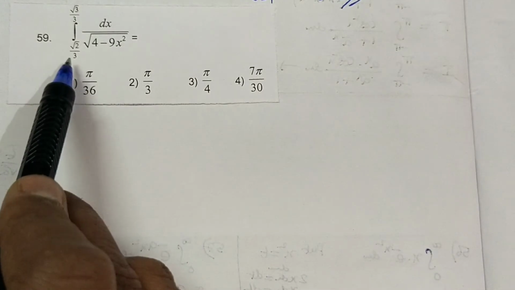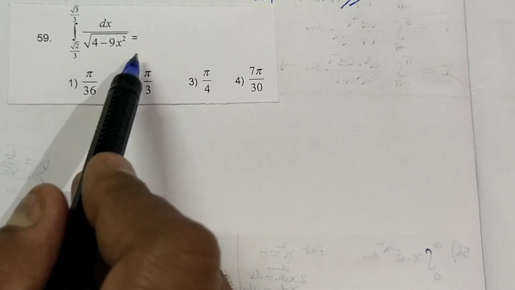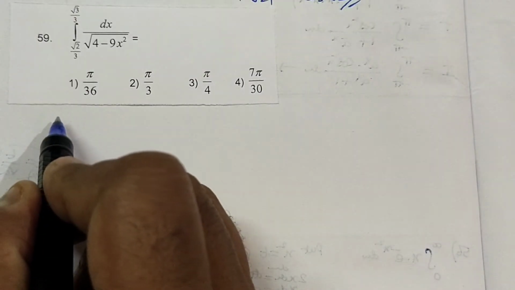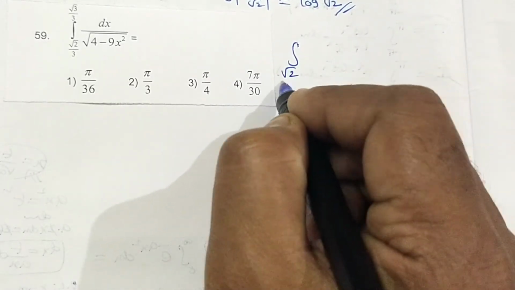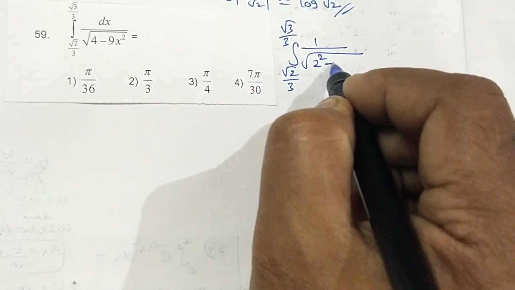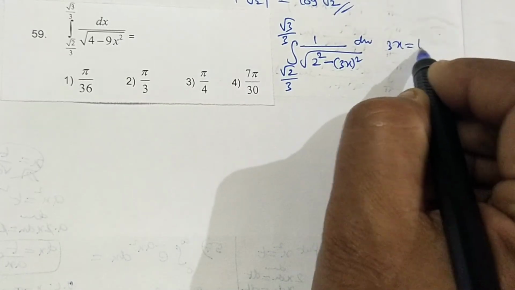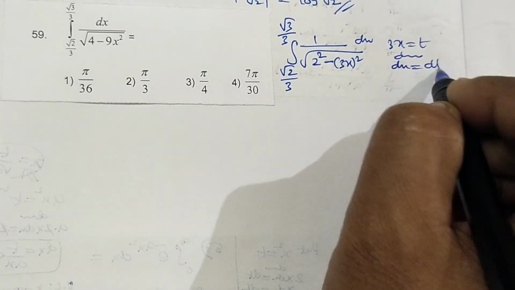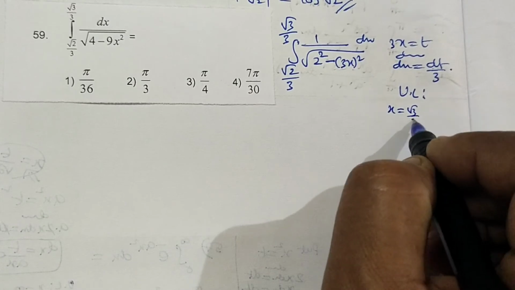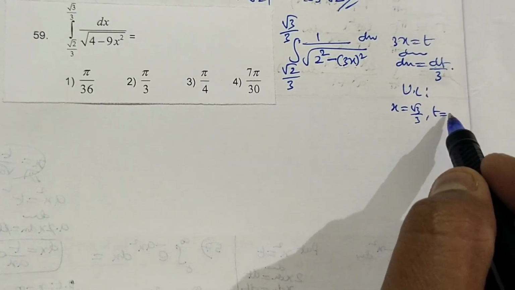The next question: integral root 2 by 3 to root 3 by 3 dx divided by square root of 4 minus 9x square into dx. Now what we are doing is integral root 2 by 3 to root 3 by 3, 1 by square root of, 4 can be written as 2 square minus 3x whole square, into dx. Let 3x be equal to t. Differentiating with respect to x, dx is equal to dt by 3. Directly I am writing, and the upper limit and lower limit will change. Upper limit: when x is equal to root 3 by 3, the t value becomes, in place of x substituting root 3 by 3, t is equal to root 3.